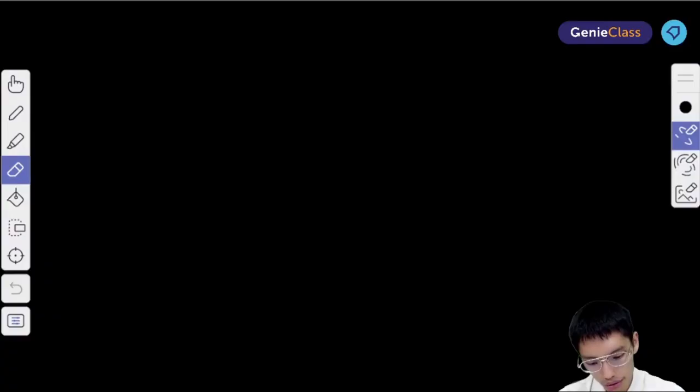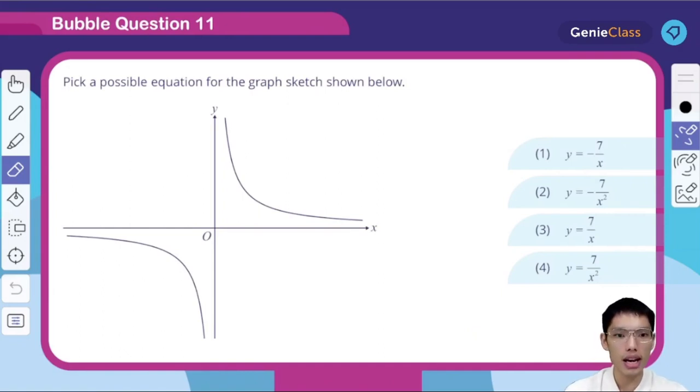Alright, now last one to finish up for today. What is my graph sketch? Launching the bubble launcher. Yep, that's right, Millie. That's a good note over there. Thank you for the note. Alright, last one for today. Bubble question number 11. Launching the bubble launcher in 3, 2, 1. Let's go. What is it?